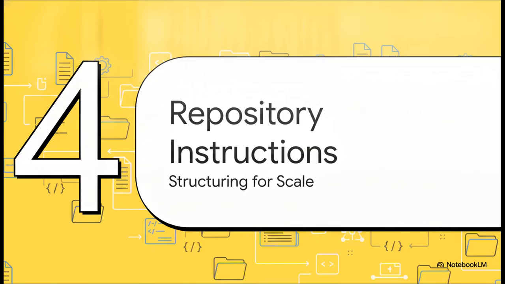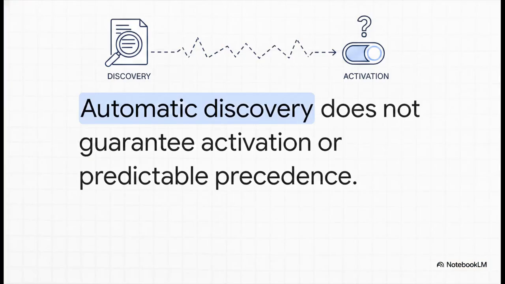Let's hit Section 4. Repository instructions and structuring for scale. A massive, massive trap developers fall into is assuming that just because Copilot discovers a file, it automatically activates it based on some universal numeric order. Like, oh, this file is parsed last, so obviously it wins. Actually, scratch that, it doesn't work that way. That is a completely unsupported assumption. Discovery absolutely does not mean activation, and precedence can vary wildly.